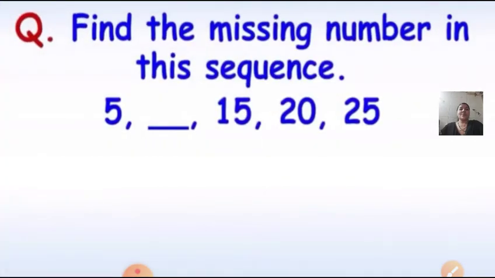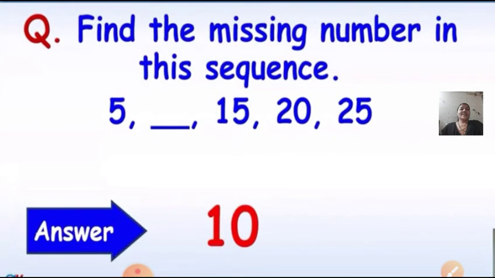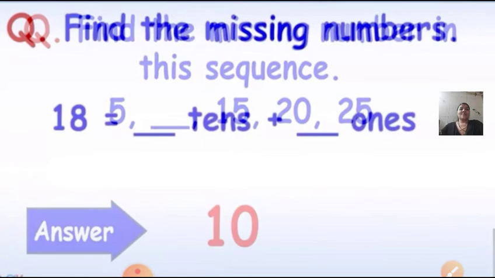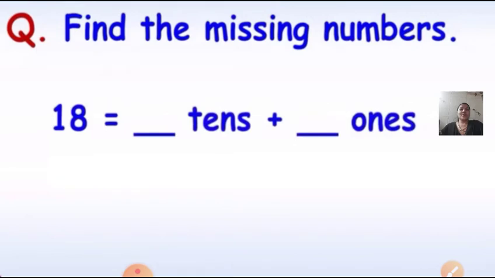Find the missing number in this sequence. Okay, here is 5, then blank, 15, 20, then 25. So what will be the next one, children? It is a group of 5. So after 5 will come 10. Very good. Now look at another question.